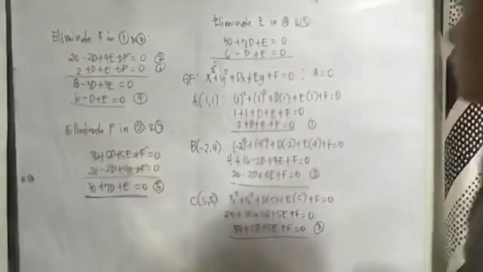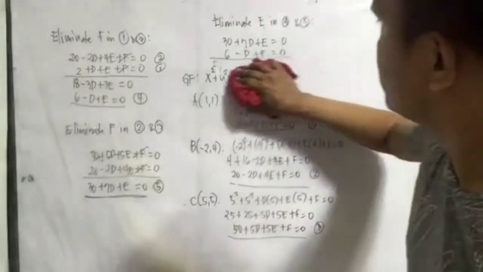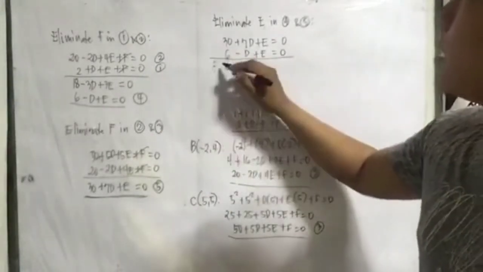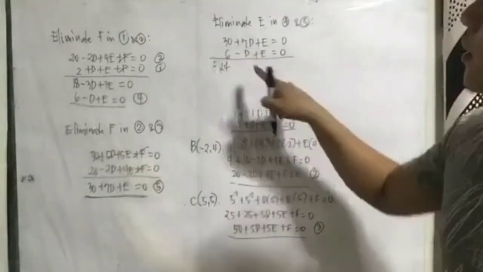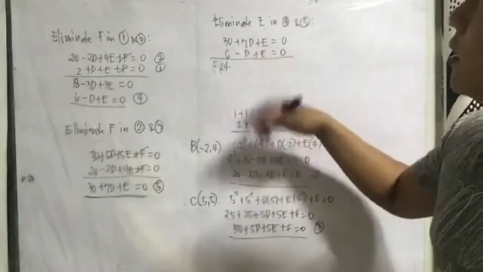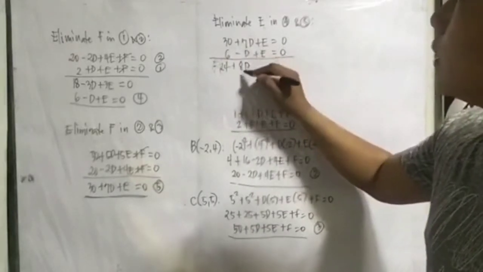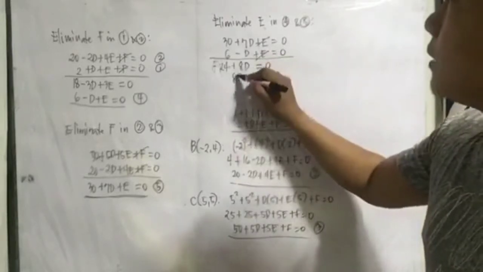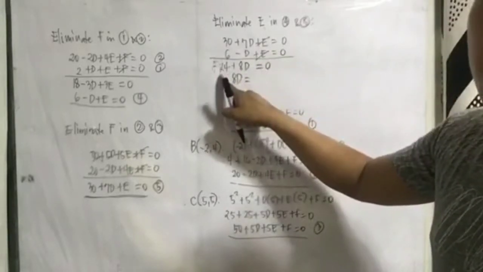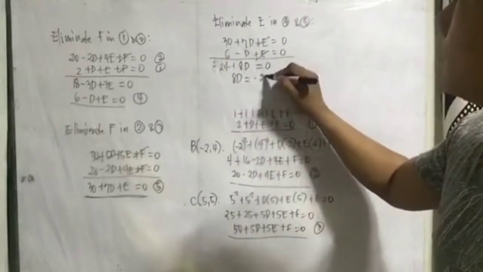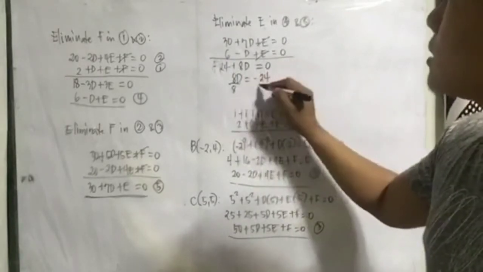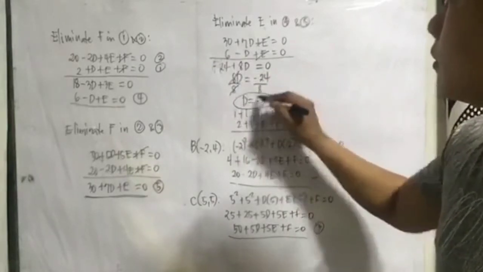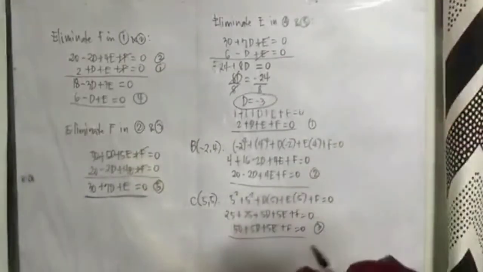Okay, so let's eliminate. We have 30 minus 6, that will be 24. Then 7D minus negative D, that will be plus 8D. Then we can cancel out E, that is equal to 0. Okay, so we have 8D equals, you have to transpose positive 24 to the other side, that will be negative 24. Dividing both sides by positive 8, our D is equal to negative 3. Okay, so we have now the value of our D.